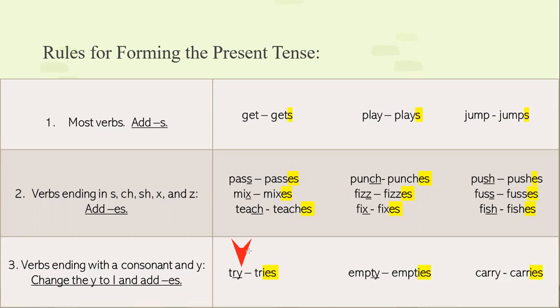Okay, so immediately, you're going to notice that the verb ends with Y. And once that happens, you identify the verb which ends with a Y. I want you to look at the letter before it, okay? So I want you to look at the letter before it. And the letter before the Y in the verb try is R, right?